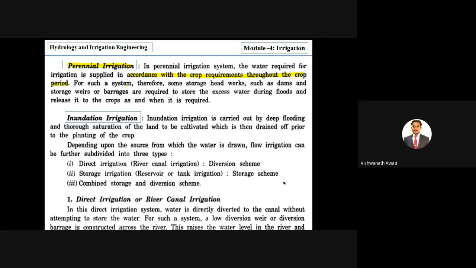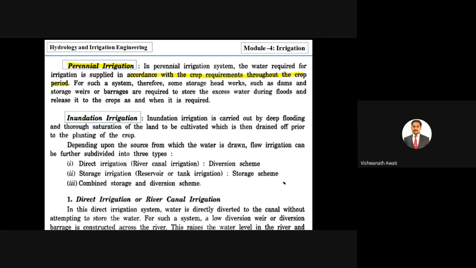For such a system, therefore, some storage headwork such as a small dam, storage weir, or barrage is required. So we require small dams like a check dam, barrage, or weir to store the excess water during the flood and to release it to the crop when required. Whenever we get more rainfall, that rainfall is stored in a storage area like an earthen dam, barrage, or weir, right? Then the water is supplied to the crop land whenever it is required.